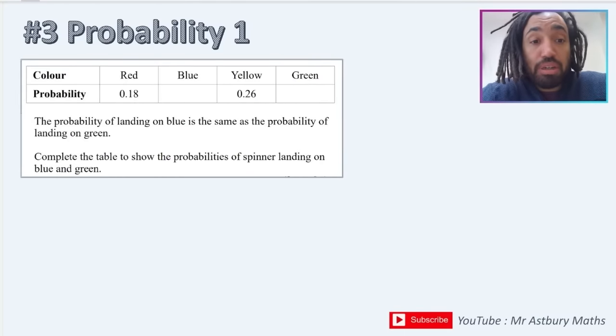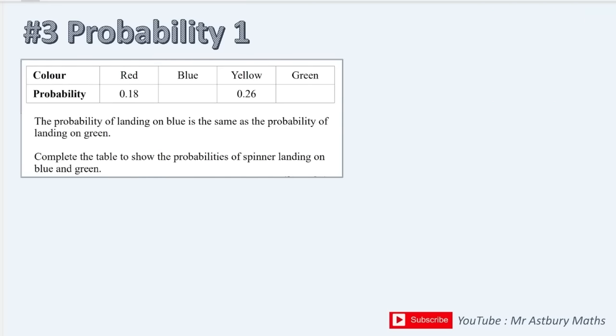Number 3, probability. The one thing we must remember when doing any probability question is that the sum of all the outcomes must add up to one whole. So let's get into this question. It says that the probability of landing on blue is the same as landing on green. So that means we can label the probability of both of them the same thing. So let's call it X.